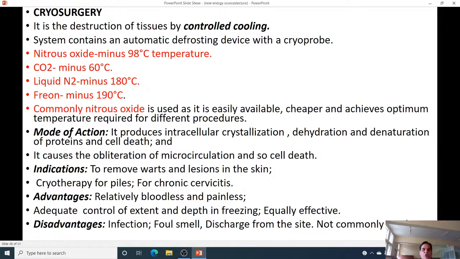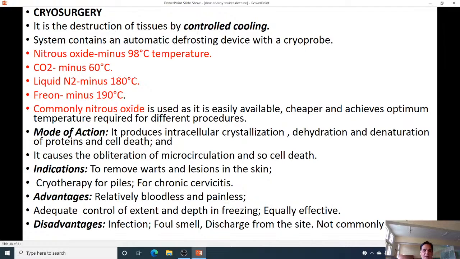Cryosurgery is controlled cooling. It is also another energy source. How is cooling done? Nitrous oxide minus 98, CO2 minus 60, liquid nitrogen minus 180, freon gas minus 190. But we are commonly using nitrous oxide because it is easy to use. How does it act? It produces crystallization, dehydration, denaturation. Commonest indication for cryosurgery is warts and skin lesions. Initially used for chronic cervicitis and chronic piles.